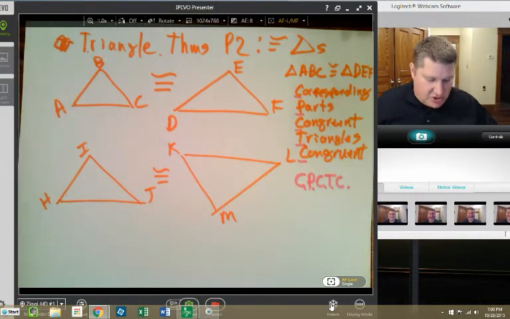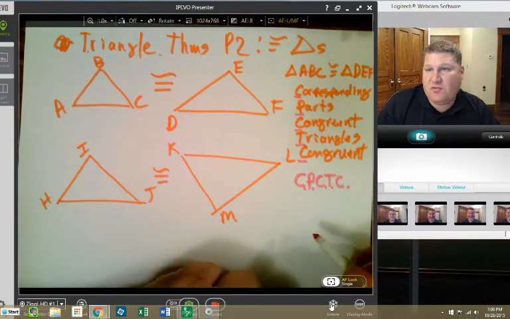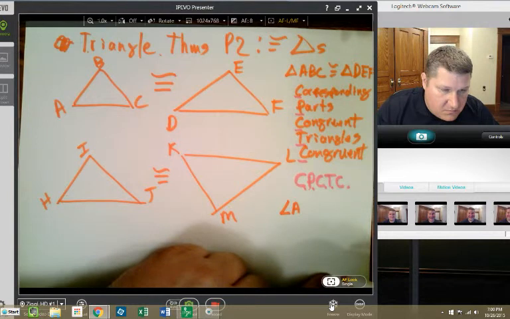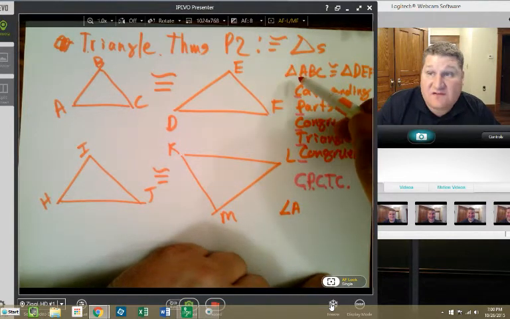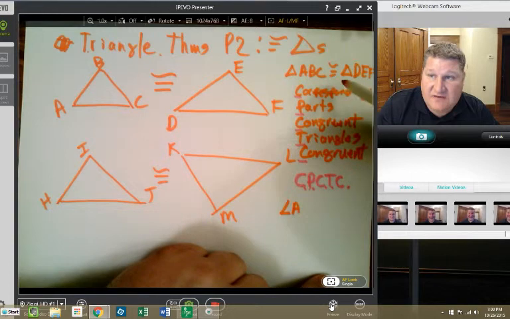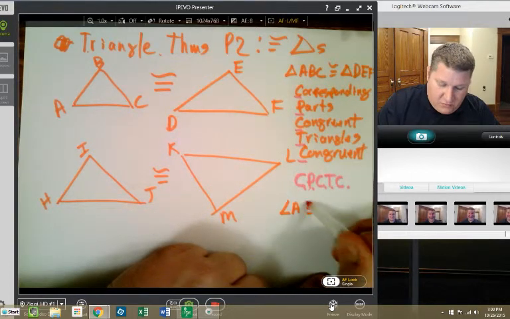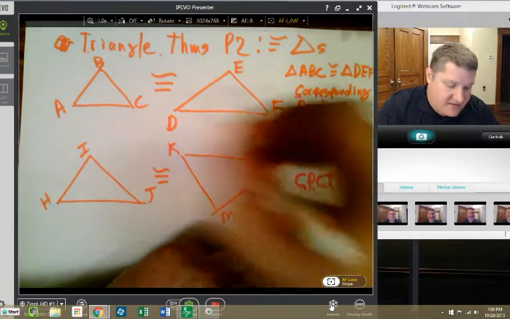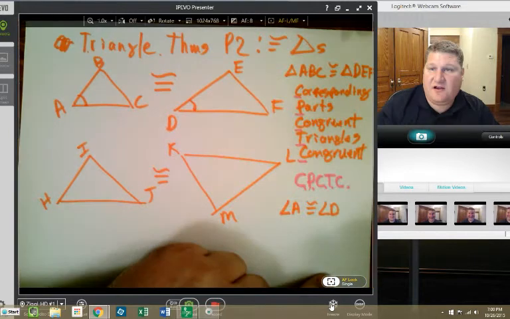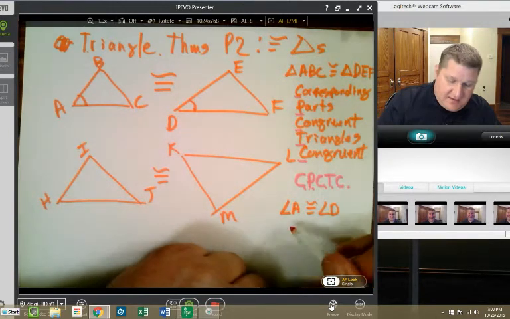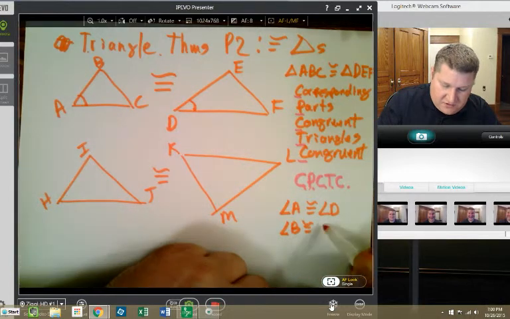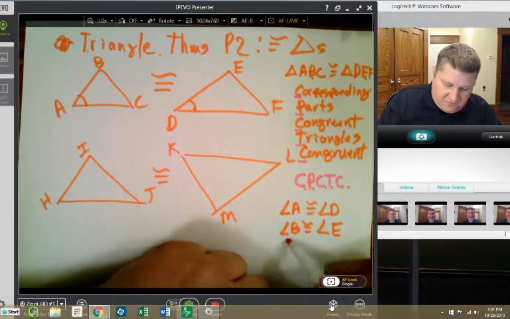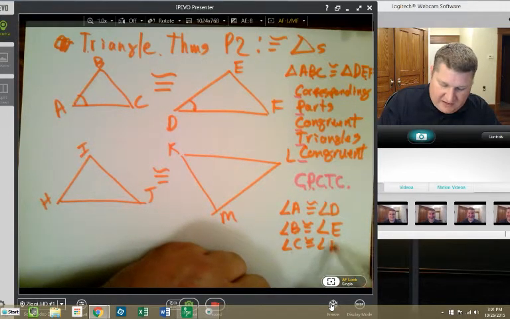So if I wanted to start here with A, B, and C, I want to make a list of all the corresponding parts. Angle A is congruent to, well, I don't know. In this case, I have A, B, C, and I have D, E, F. So A has to go with D. Because if they are listed in this order, then that means this angle here and this angle here are exactly the same size. That means that angle B is also congruent to angle, well, B is second, E is second, E, and so on and so forth. Angle C is congruent to angle F.